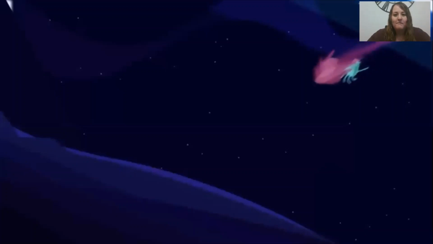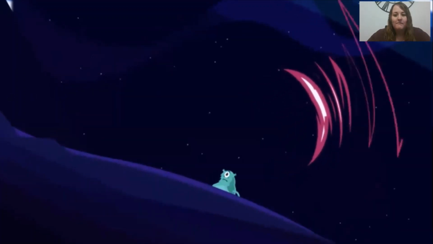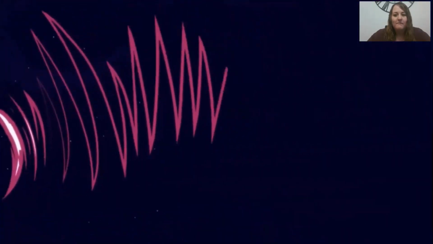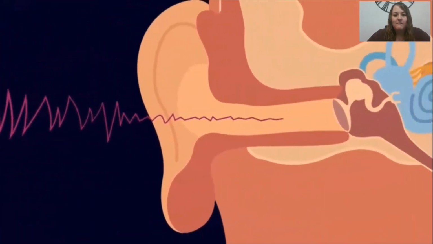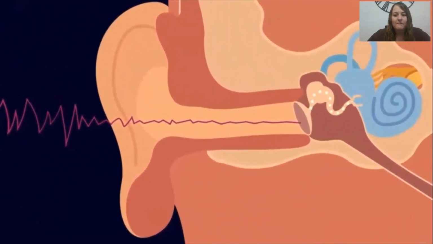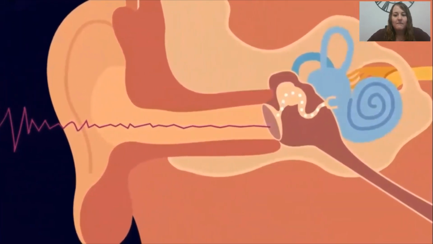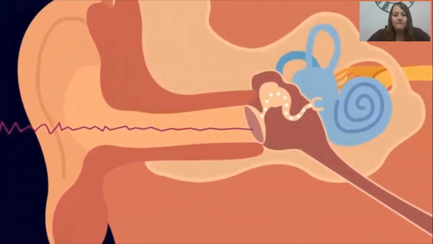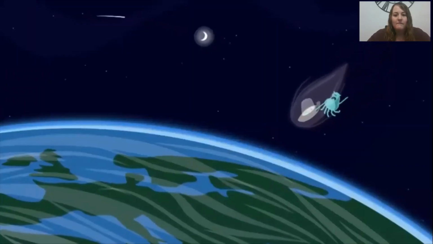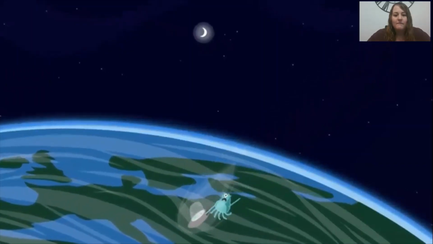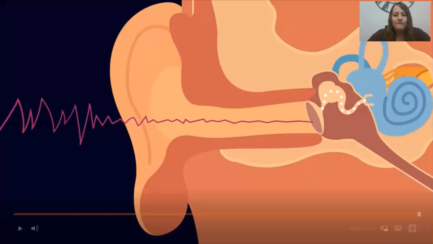Well, sounds are made from vibrations. We can't see vibrations, but if we did, they would look a little like this. Sounds are made when objects vibrate. Sound waves make the air around vibrate, and the vibrations enter your ear. You hear them as sounds. In space, there is nothing for the sound waves to travel on. That's why we couldn't hear the alien scream.